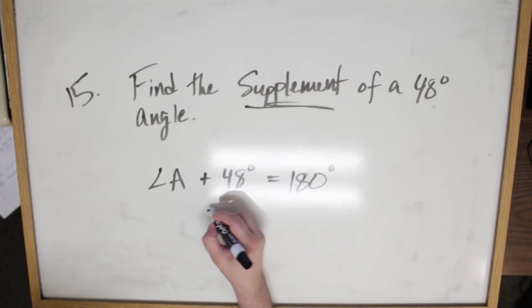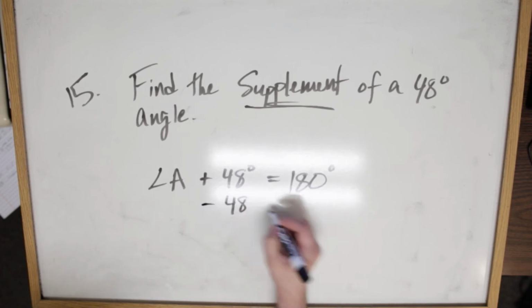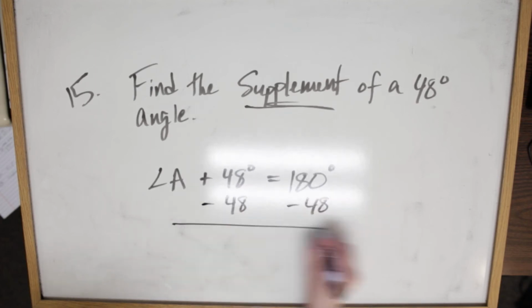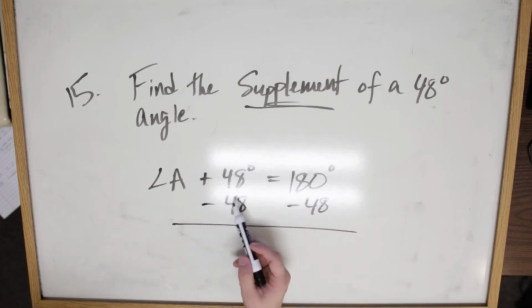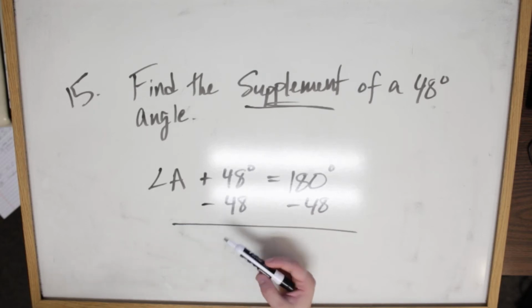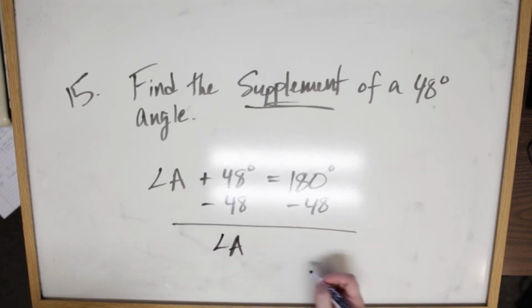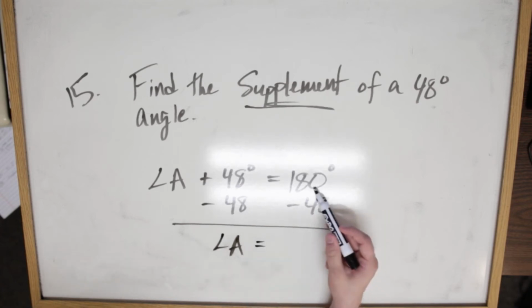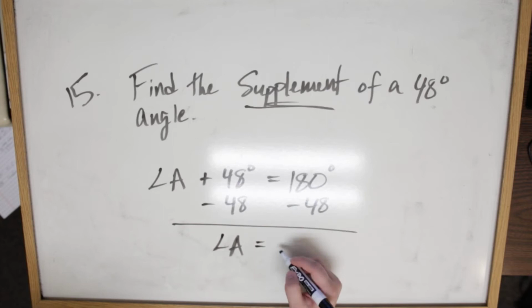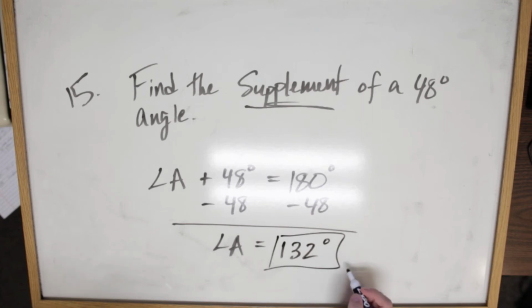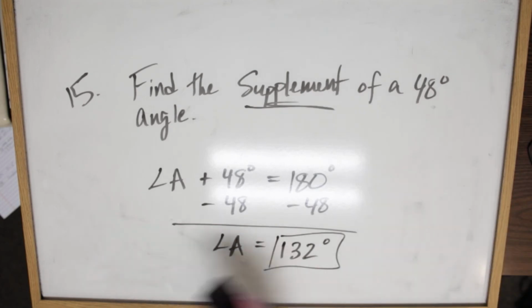Well, to do that, you can subtract 48 from both sides. Okay. And I'm subtracting that right there just because I want this to go away and I want it to be 0. So I'm left with angle A on the left-hand side, and on the right-hand side, 180 minus 48, which is 132, I believe. Yeah. That's a mental math thing right there. So that right there is our final answer. The supplement of a 48-degree angle is going to be 132.